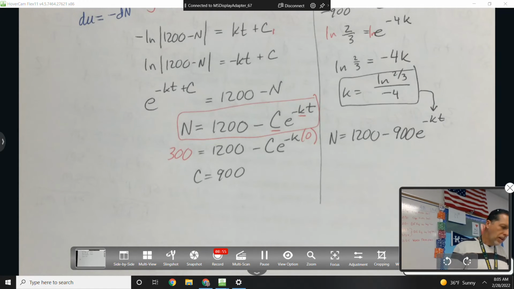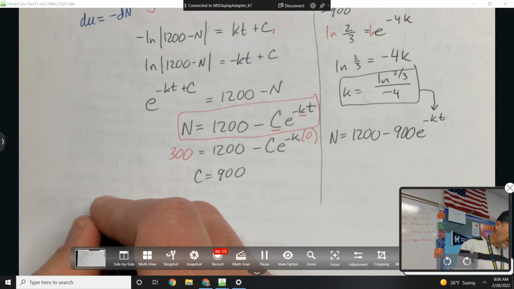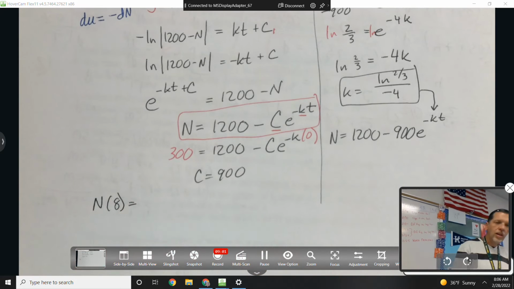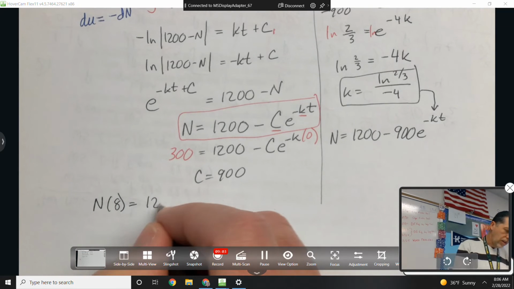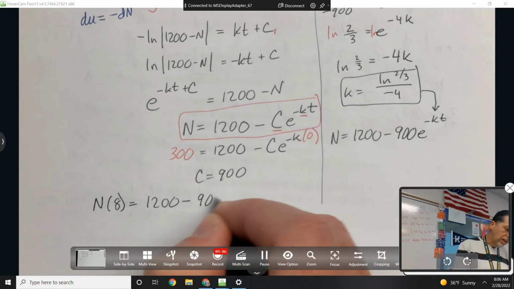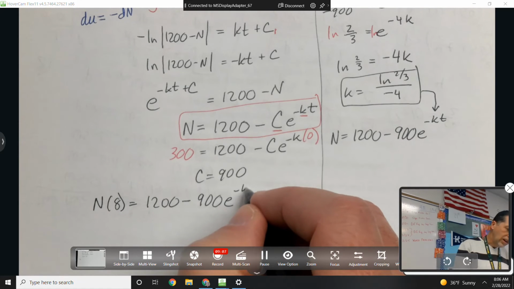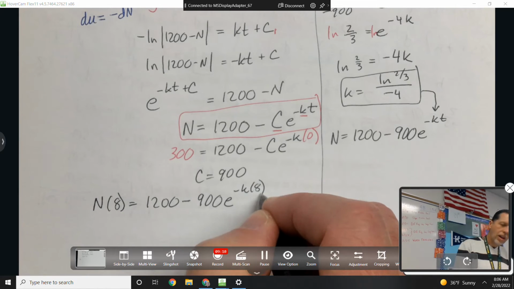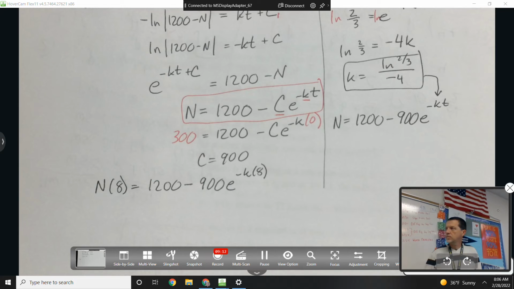The problem wants to know what N of 8 is. 1200 minus 900 e to the negative k8. And that's actually a safe stop because that's calculator ready, right? I have no idea what that is, but that's a safe stop because it's calculator ready.